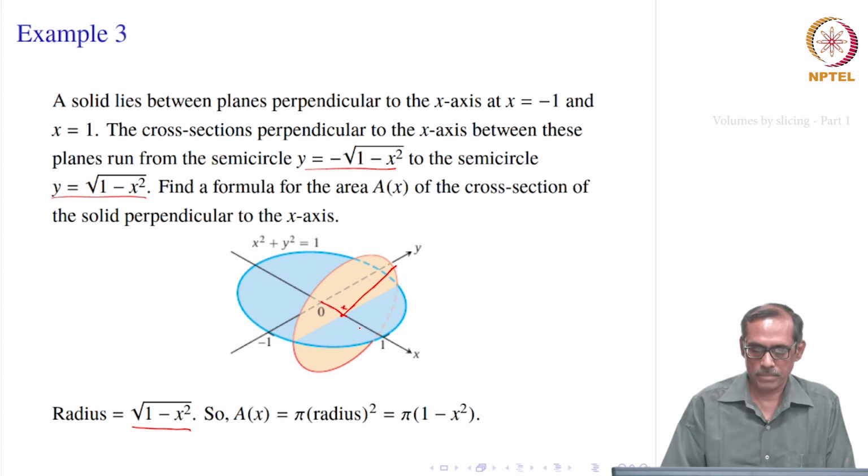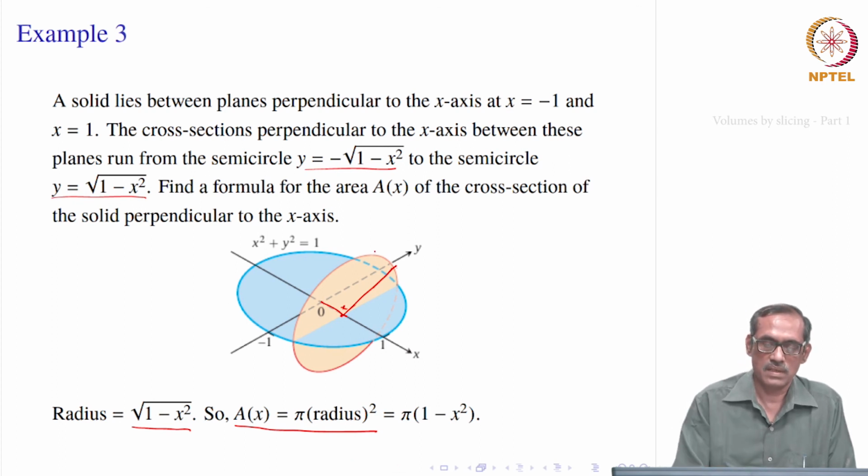area. So, once you get its radius, its cross sectional area is pi times r square, which is pi into 1 minus x square. Of course, if you want to find the volume of the solid, then you integrate this from -1 to 1, that would give the volume of the solid.